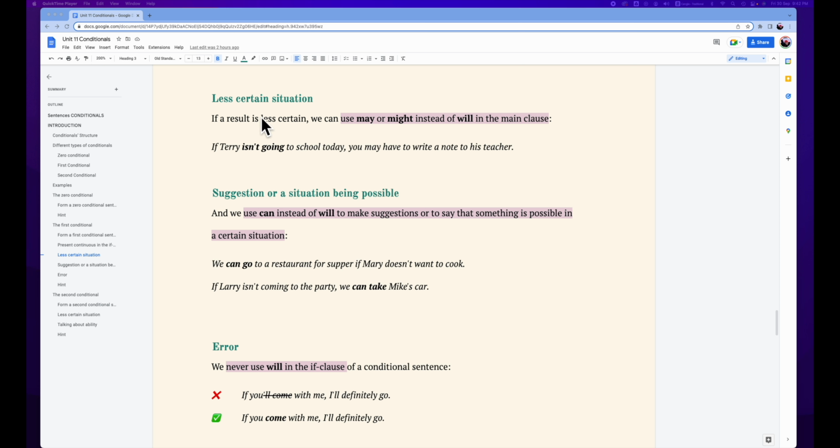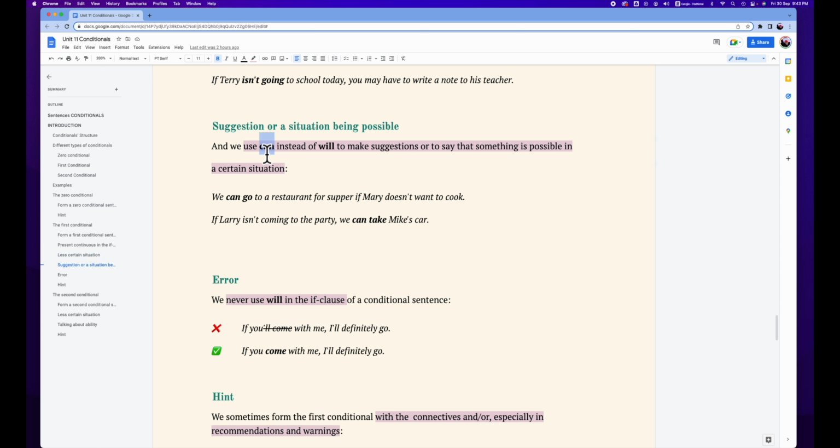Then how about using conditionals for less certain situations? Let's take a look. For less certain situations, if a result is less certain, we can use may or might instead of will. The modal verbs may or might in the main clause, that means part B. If Terry isn't going to school today, you may have to write a note to his teacher. May have. For less certain situations, we use might. For 50-50, we use may.